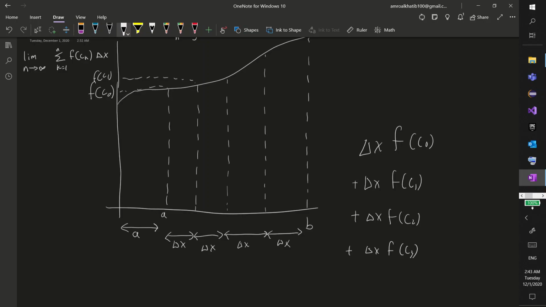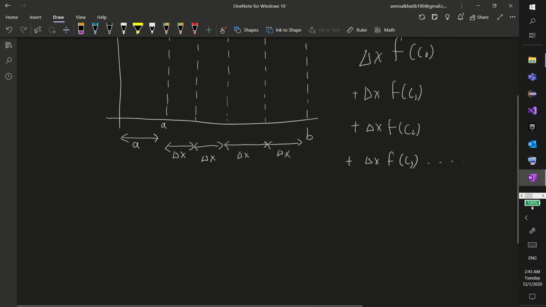Now all we have to do is find formulas for delta x and c k. We're adding up the same things, so we're basically doing sigma of delta x multiplied by f of c k. K is a number. K could be 1, could be 2, could be 0. As you can see, we're summing up 0, 1, 2, 3, and so on. So let's find the formula for delta x.